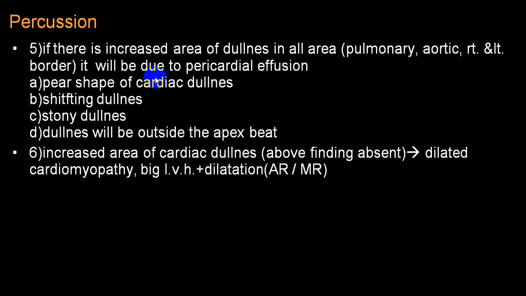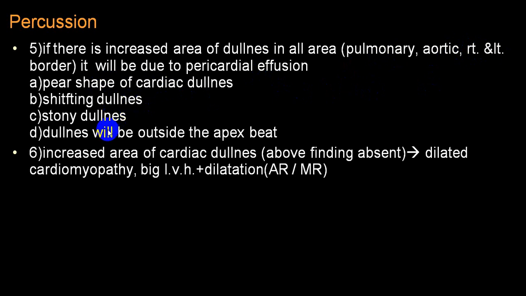So whenever you get increased area of dullness in the pulmonary area, aortic area, the right border is also massively enlarged, the left border is also enlarged, do suspect pericardial effusion. It is described as pear shape, bottle shape, flask shape. You will demonstrate shifting dullness. There will be stony dullness.